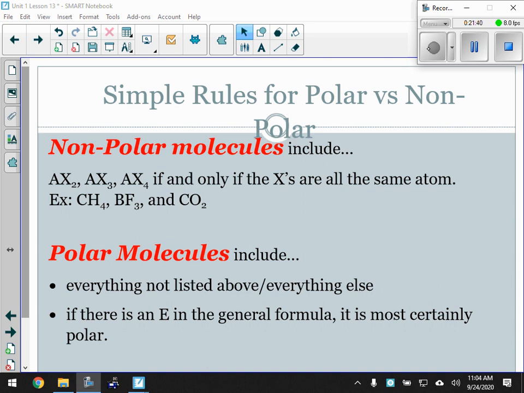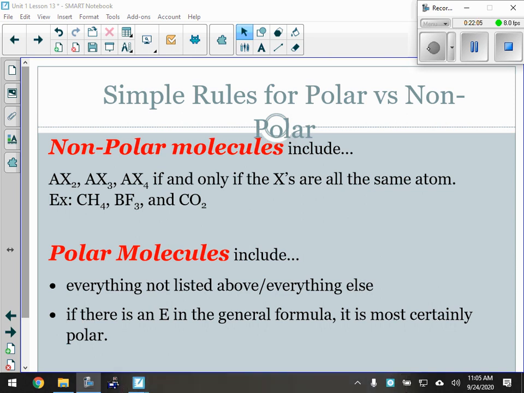B, remember borons. B is B, and then we got an F coming up, and then an F and an F, and remember borons are allowed to only have 6. That's the exception to the rule. So that's perfect. That's AX3. All the X's are the same. Those atoms that are bonded to the center one are the same. So BF3 is an example of that.